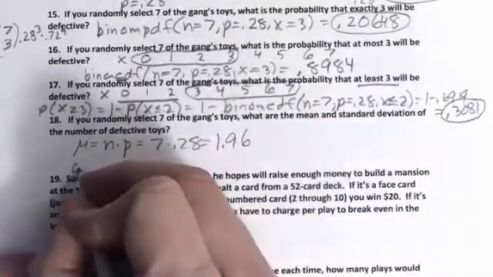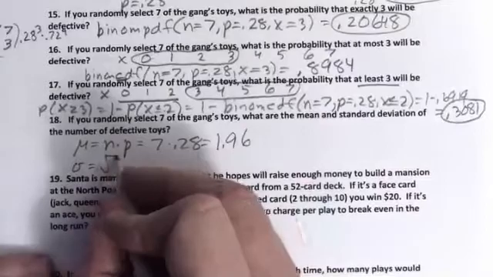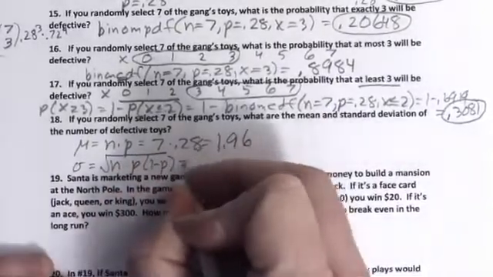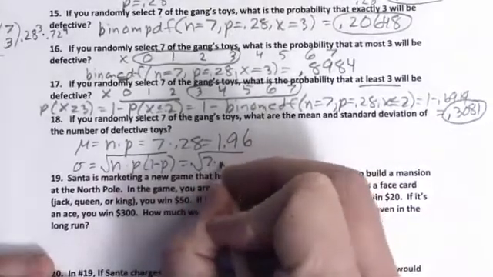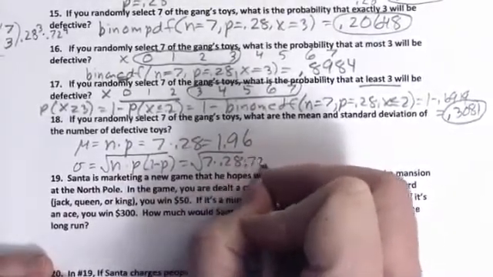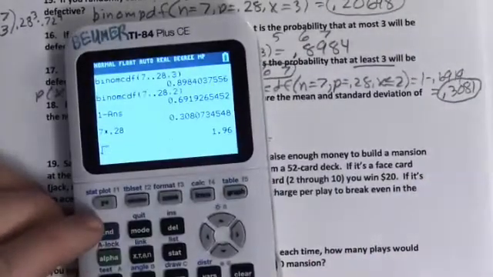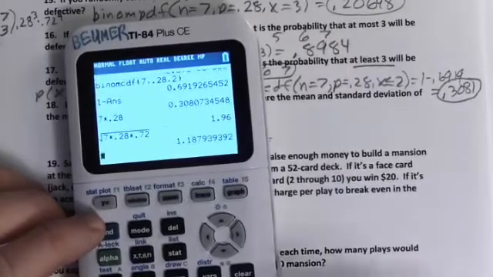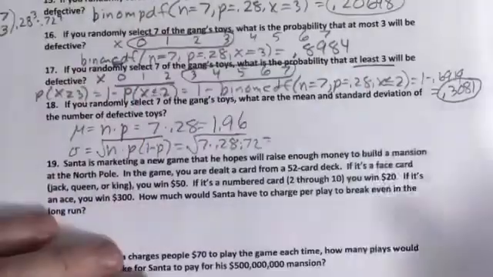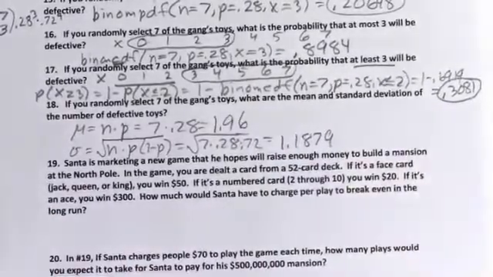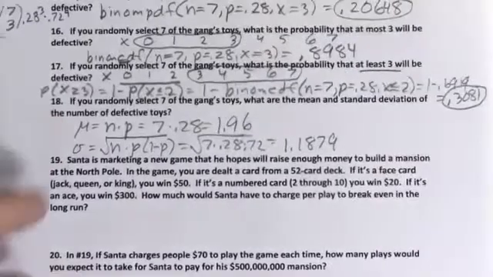And then also on your formula sheet is the formula for the standard deviation of a binomial random variable, and that's going to be the square root of n times p times 1 minus p. And so that would be equal to the square root of 7 times 0.28 times 0.72. And so let's see what that is. This would be the square root of 7 times 0.28 times 0.72, and it's 1.1879. So there you go. That's how you find the mean and standard deviation of a binomial random variable.